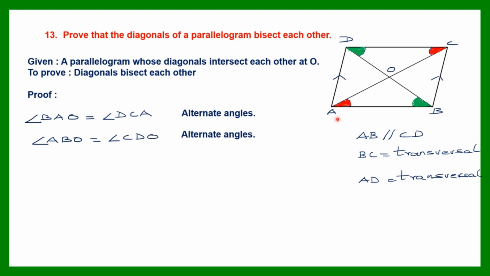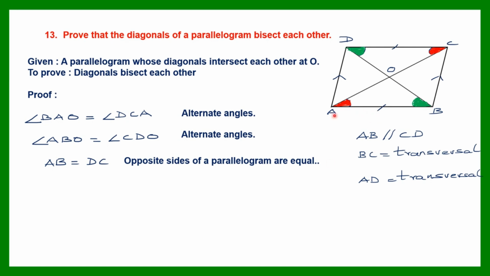Now let's look at sides AB and CD. The opposite sides of a parallelogram are equal. So we can write that down. We can write it as AB is equal to DC. And what is the reason? Opposite sides of a parallelogram are equal. Okay. So let's mark that also. So these opposite sides also are equal.